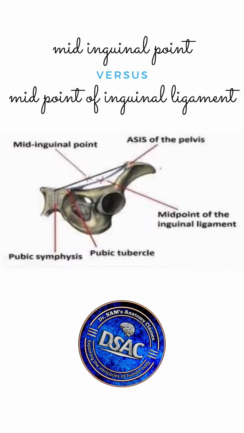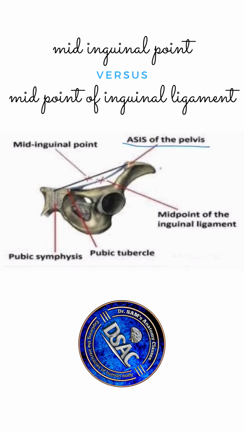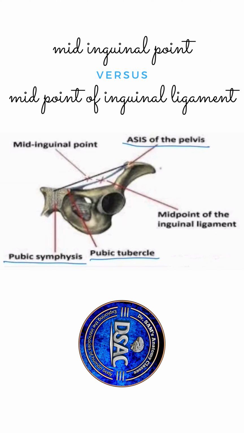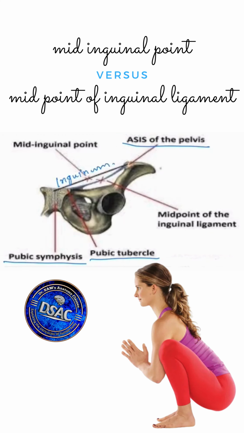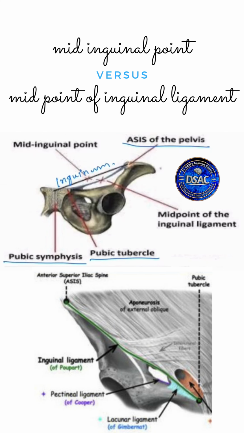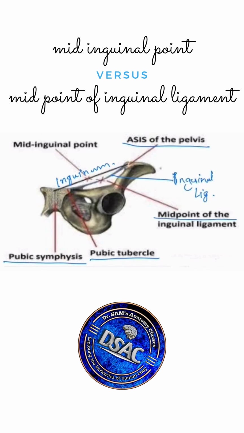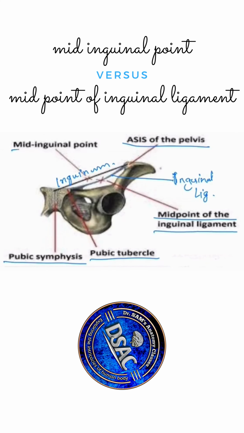This is another image explaining the same thing. Here it is the ASIS, here the pubic symphysis, here you have the pubic tubercle, and the line joining the ASIS to the pubic symphysis is called the inguinum, the fold created when you completely flex the thigh. And from the ASIS till the pubic tubercle, this ligament is the folding of the aponeurosis of the external oblique abdominis, which is slightly curved downwards, convex downwards because of the pull from the fascia lata. This is called the inguinal ligament. So this will be the point here, the midpoint of the inguinal ligament, and here it is the mid-inguinal point.